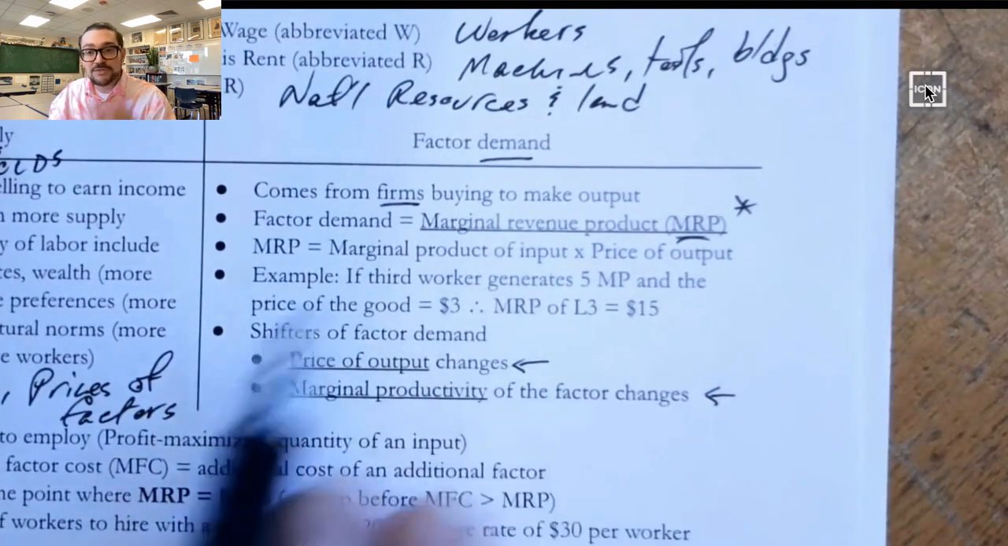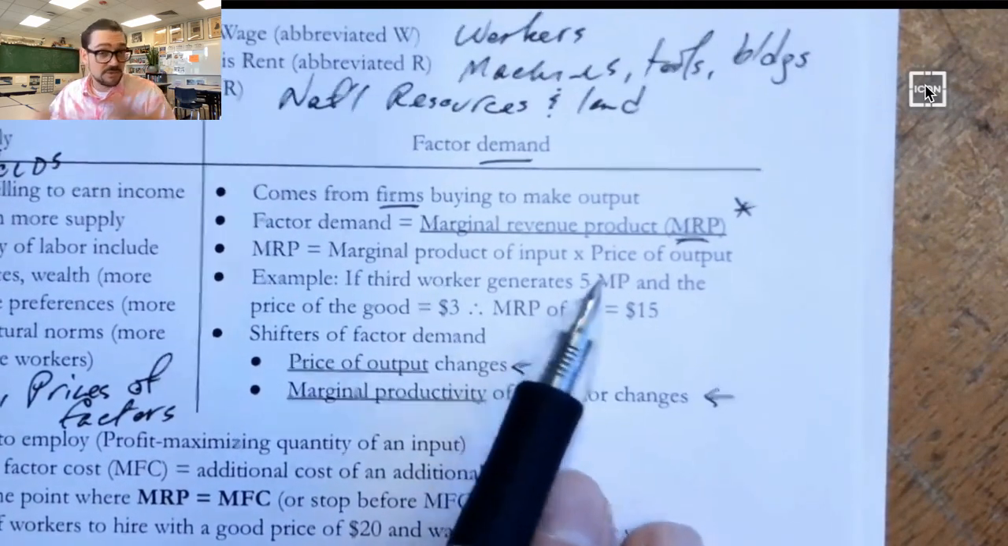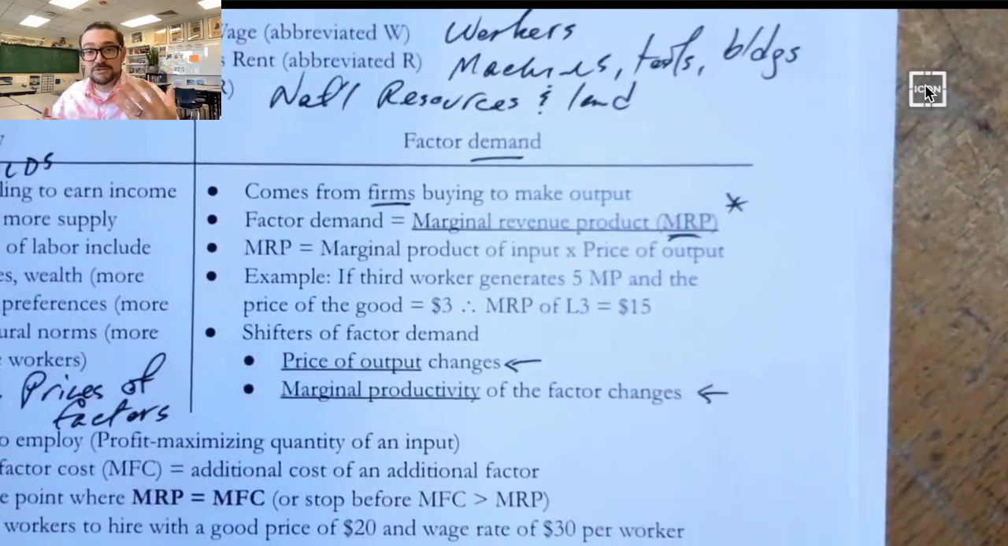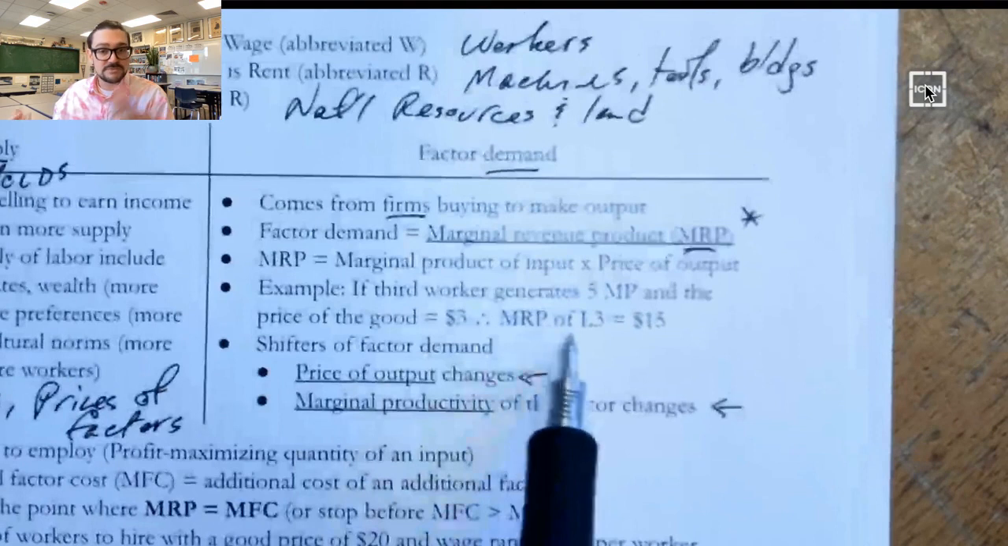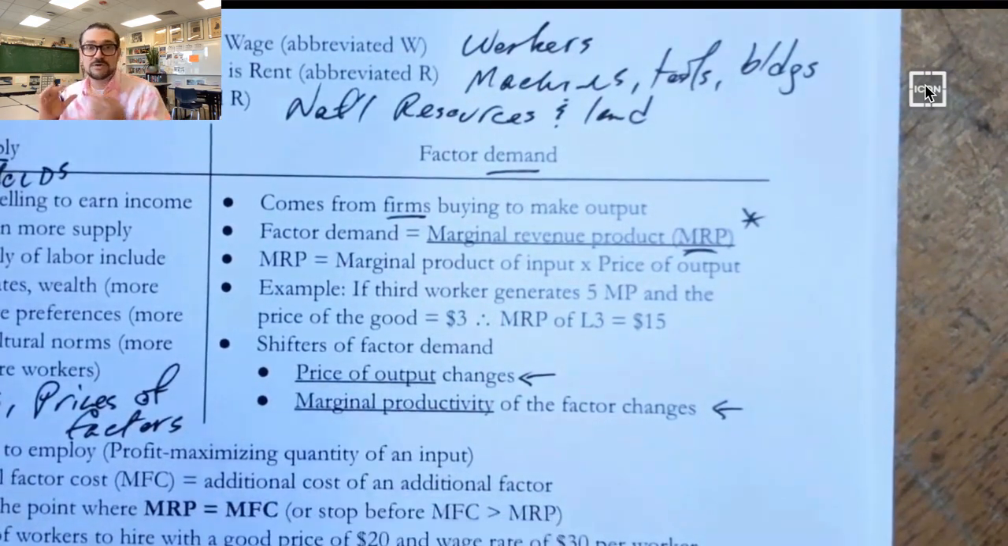So for example, if a third worker that you hired made 5 units, right, of the paper chains, you could think of it that way, maybe they made 5 paper chains and the price of a paper chain was $3, then the marginal revenue product of that third worker, L3, was $15. And so the two things that would actually shift the demand for an underlying factor for like a worker or for capital or for land would be if the MRP changes. And there are really only two things that can change the MRP, the marginal revenue product.